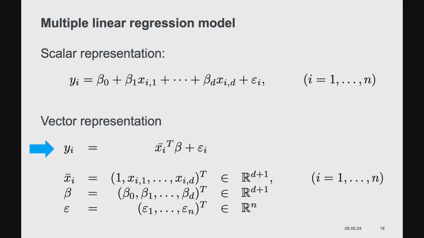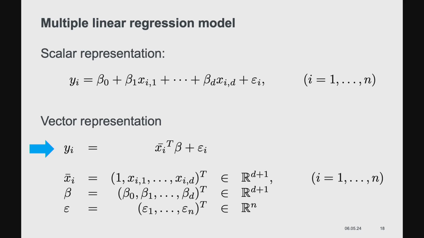Now, this is a little bit bothersome to write. It takes too long, especially if we have large vectors. So let's write it in a vector representation. The y_i, this is still a scalar here, is nothing else than x_i transposed beta plus the noise. There is a bar over this x_i. What does it stand for?